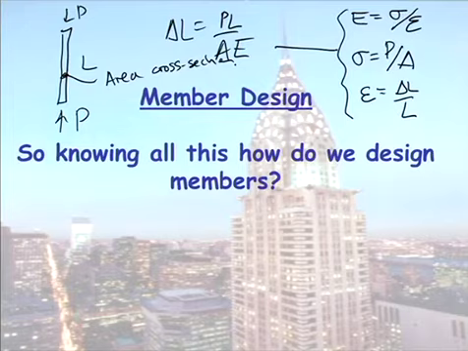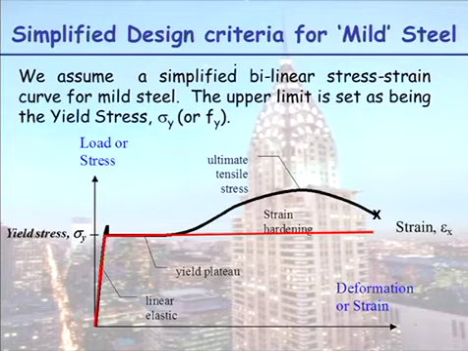So that was looking at the deformation, the deflection side of things. Now we're going to look at the design side of things. So knowing all these relationships, knowing that stress is force on area, knowing Young's modulus will dictate how much something deflects and why it's necessary, we're going to look at member design. We went through what a standard stress-strain curve looks like.